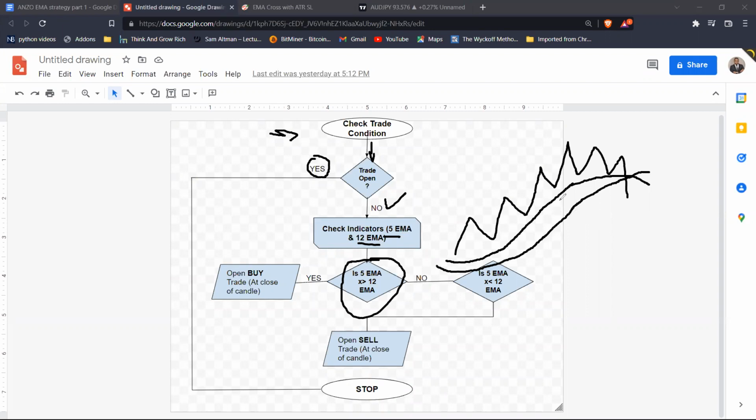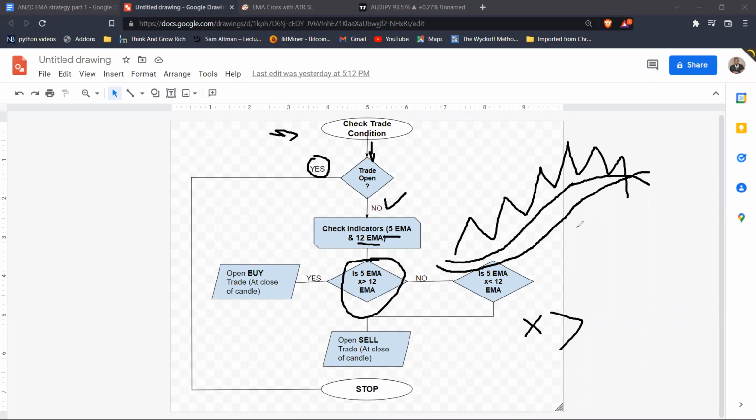Now, the 5-period moving average is the faster moving average because it has a smaller period. That means it is going to be closer to price than the 12-period. So now this condition is saying, is the 5-period moving average crossing? So that's this thing that looks like this, means is it crossing above, right? So is it crossing above the 12-period moving average? Now, it's also a question, and the answer can either be yes or no.